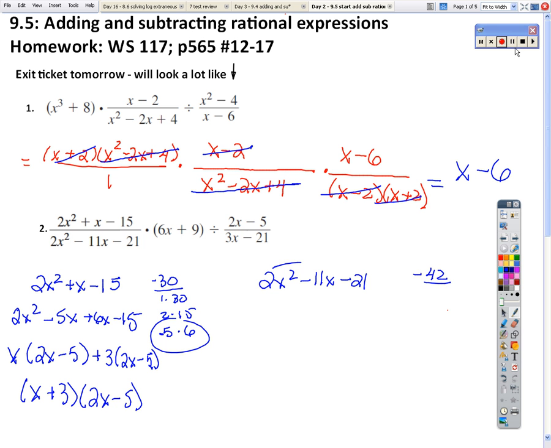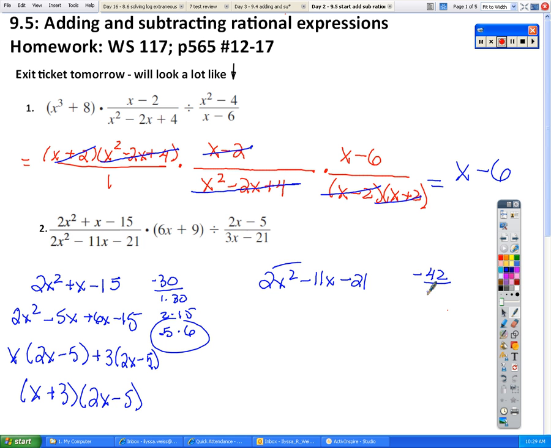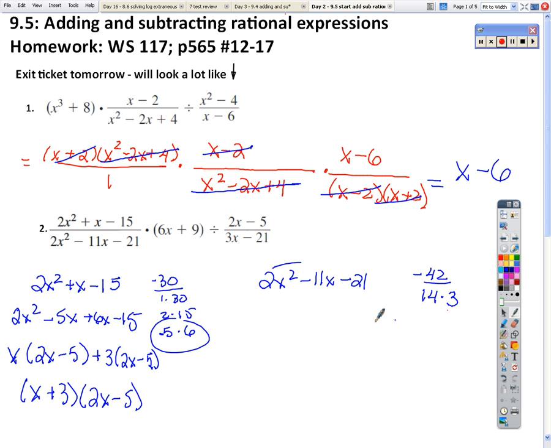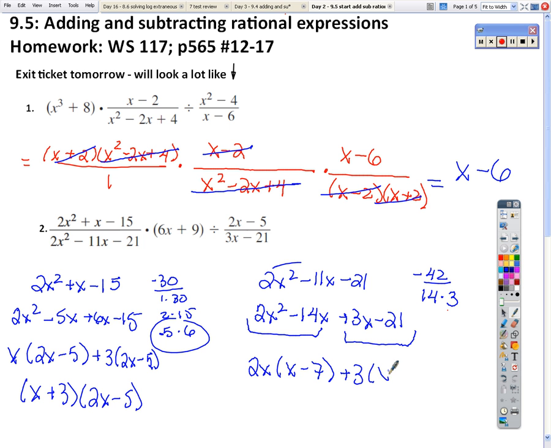So I want you to think about that. So we're going to use 14 and 3. So 2x squared minus 14x plus 3x minus 21. Greatest common factor here is 2x, and this piece is 3. So that factors to 2x plus 3 and x minus 7.